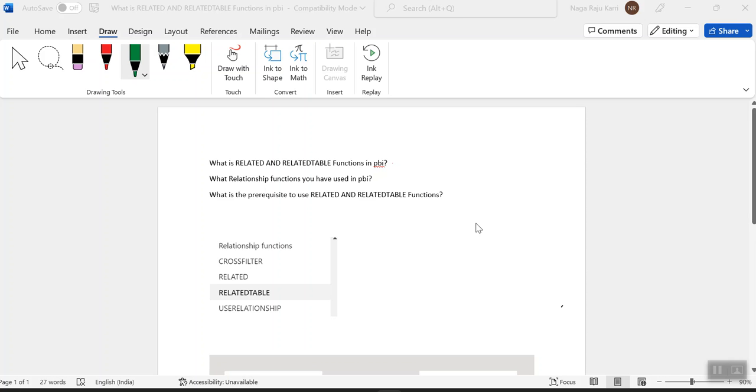Hi, today we are going to discuss the difference between RELATED and RELATEDTABLE functions in Power BI.